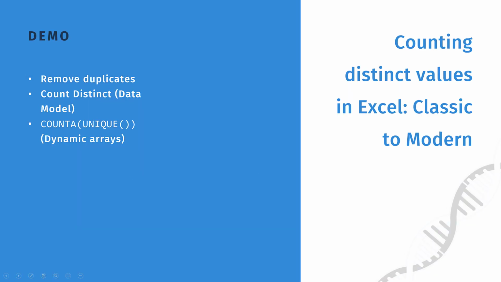There are a few ways to do this, and we're going to look at, from the most classic to the most modern approach, how to do this. So we'll start with remove duplicates, then we'll do count distinct using the data model, and then we're going to use dynamic arrays, the unique function there. So we'll have a data set for you to follow along with. I'm going to go ahead and get started. I'll see you over in Excel.